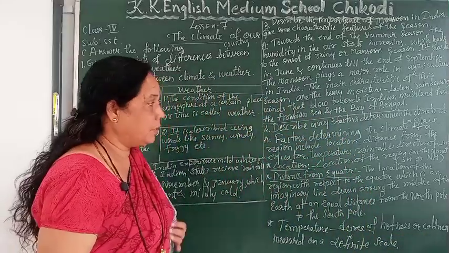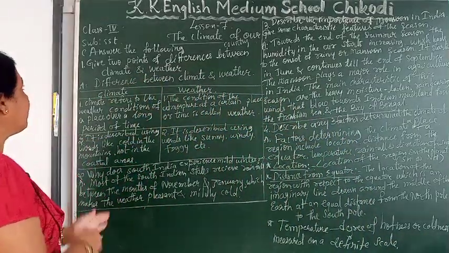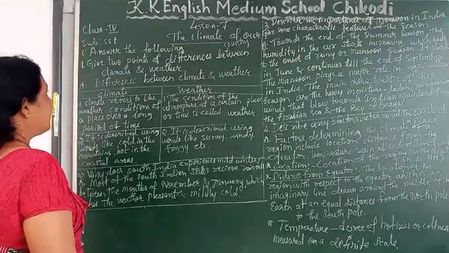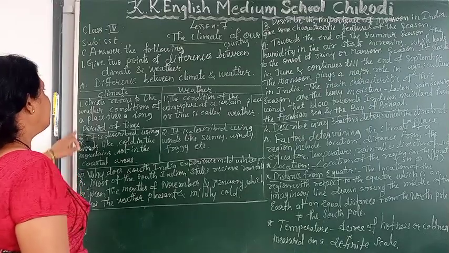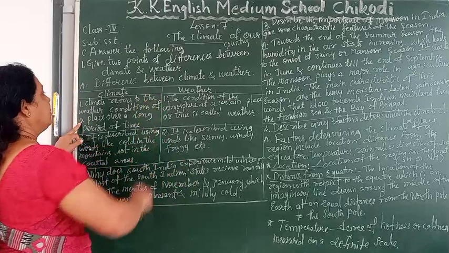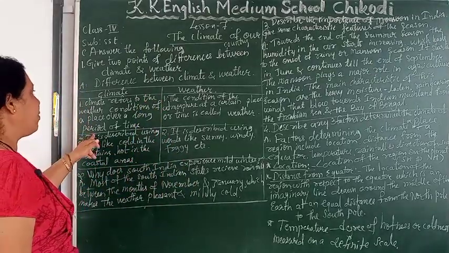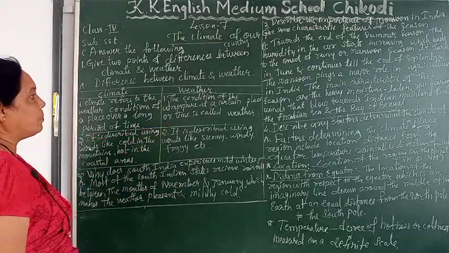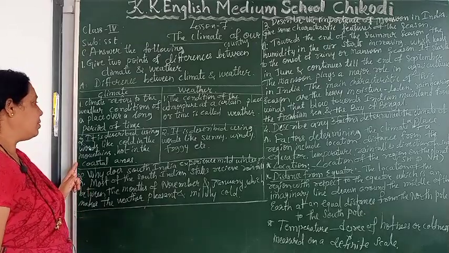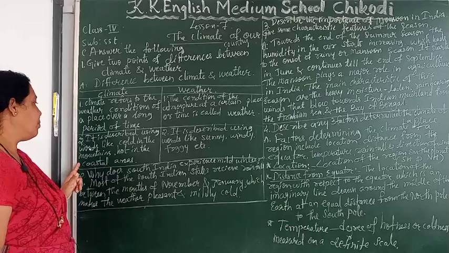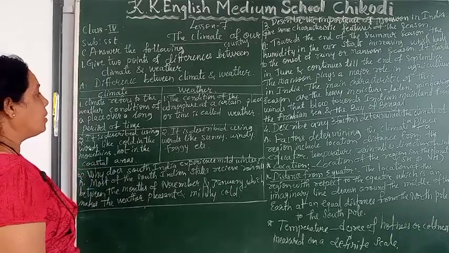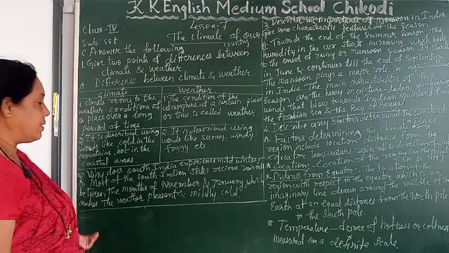Okay, dear students, these are the 4 question answers. Once again I will read. Give 2 points of differences between climate and weather. Climate refers to the weather conditions of a place over a long period of time. Here the condition of the atmosphere at a certain place or time is called weather. Second point is, it is described using words like cold in the mountains, hot in the coastal areas. It is described using words like sunny, windy, foggy, etc.